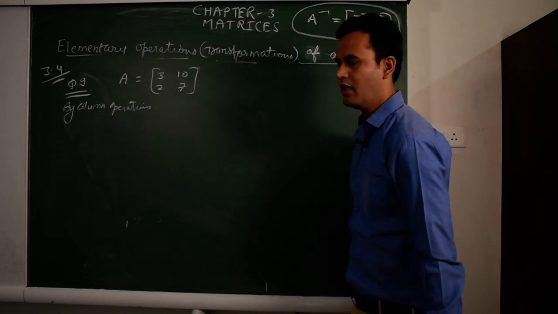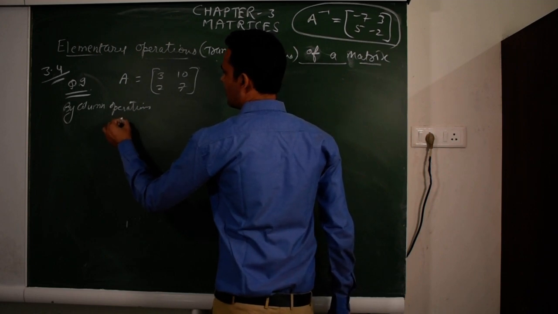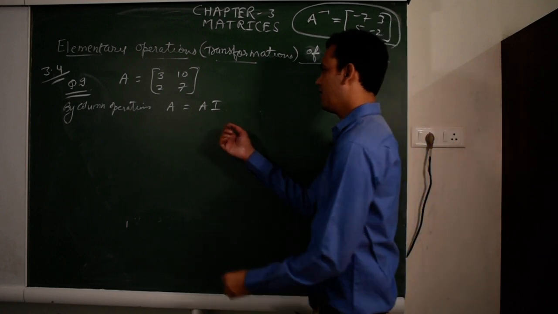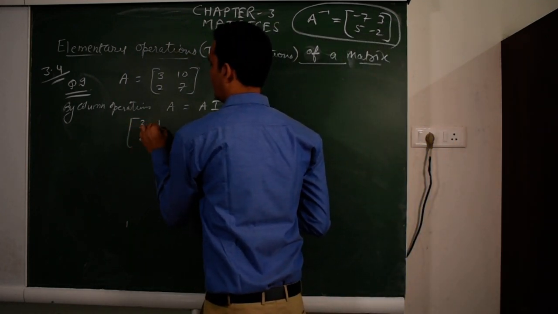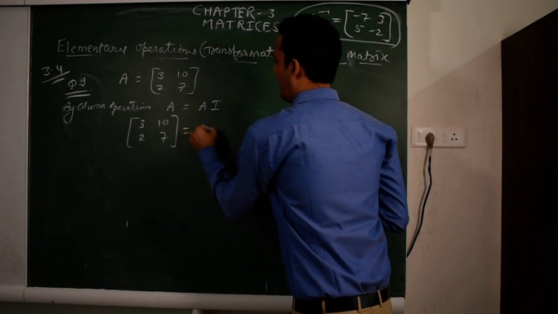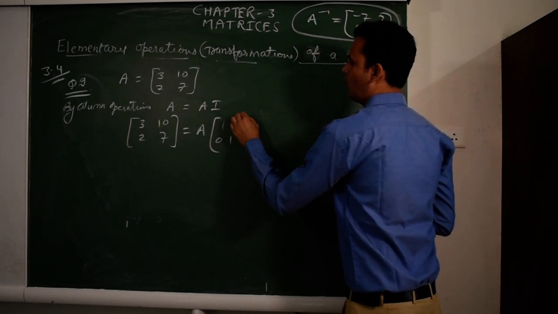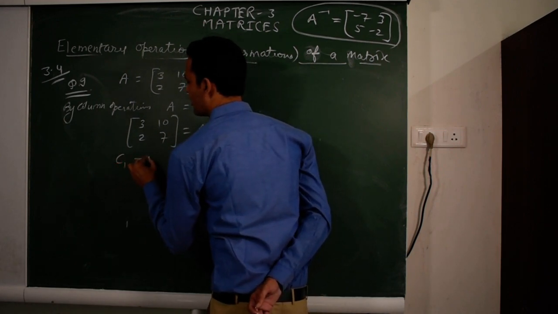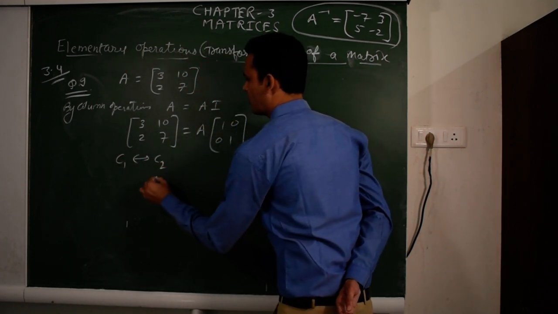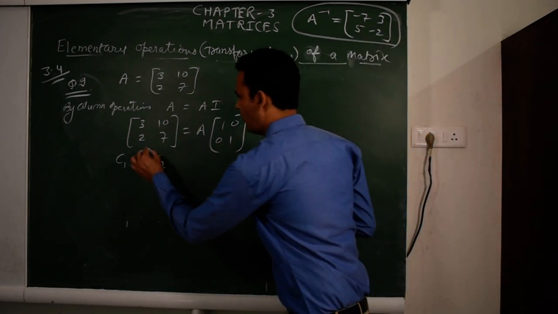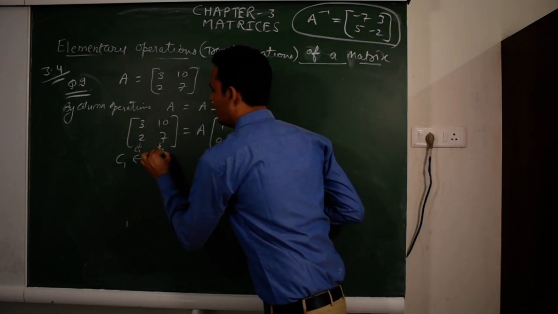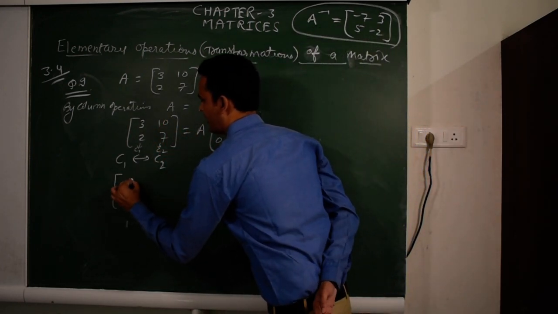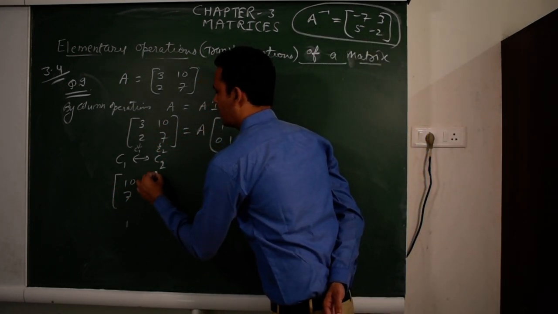By column operations. So first we write it as A equals AI. Then A is given as 3, 2, 10 and 7, A as it is, and I is 1, 0, 0, 1. Now first change by interchanging C1 and C2. C1 changes to C2. Here C1 is this column and this is C2. So C1 interchanges with C2. So it becomes 10, 7, 3 and 2.